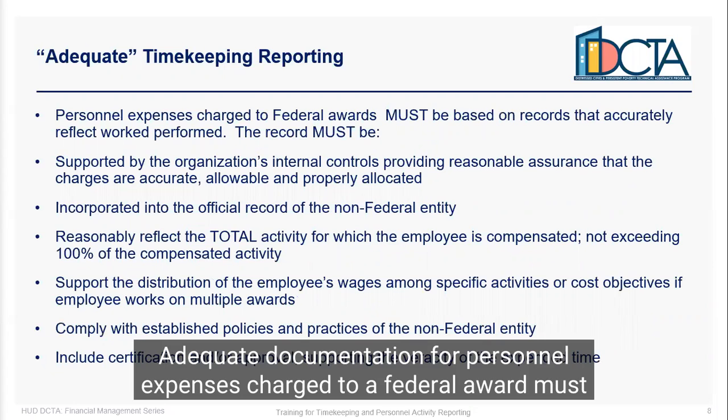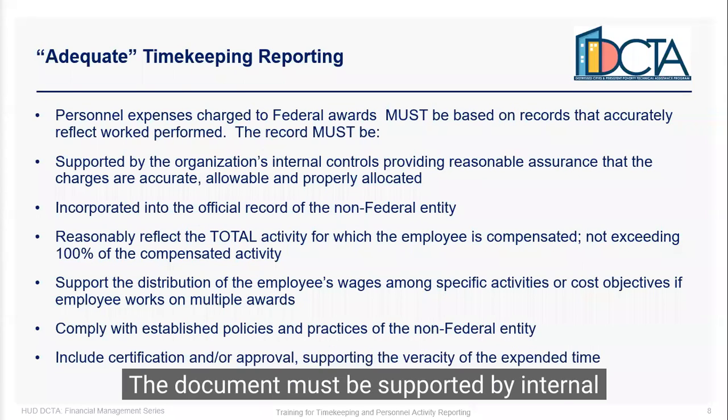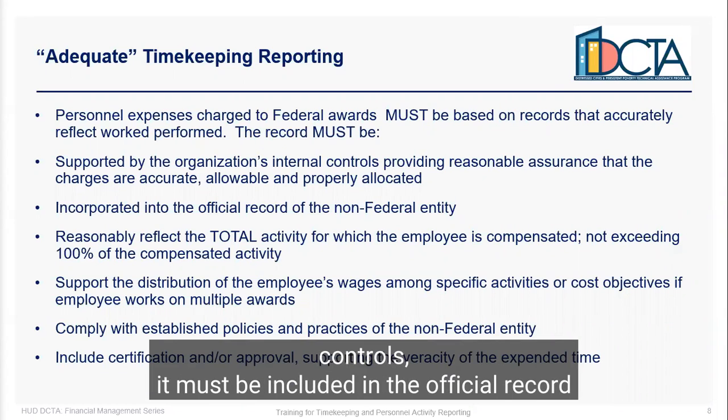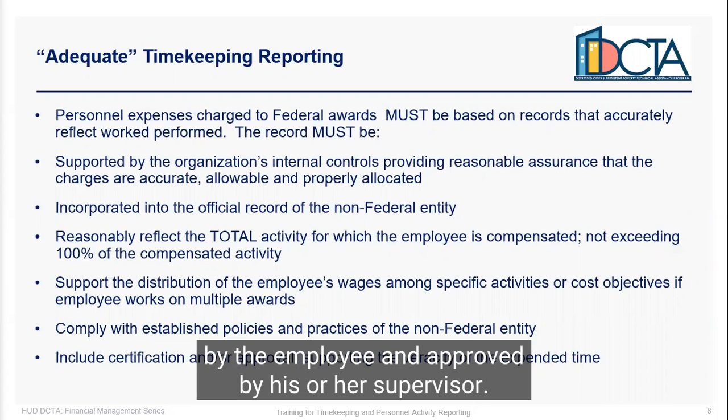Adequate documentation for personnel expenses charged to a federal award must accurately reflect all work performed by the employee across all activities. The document must be supported by internal controls. It must be included in the official record of the organization. And the documentation must be signed by the employee and approved by his or her supervisor.